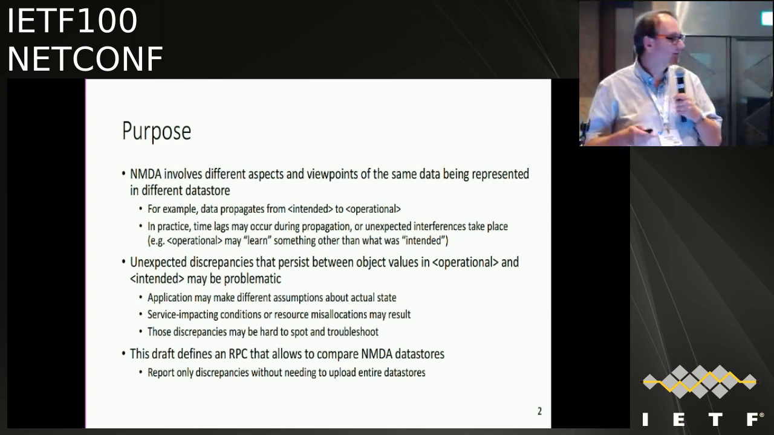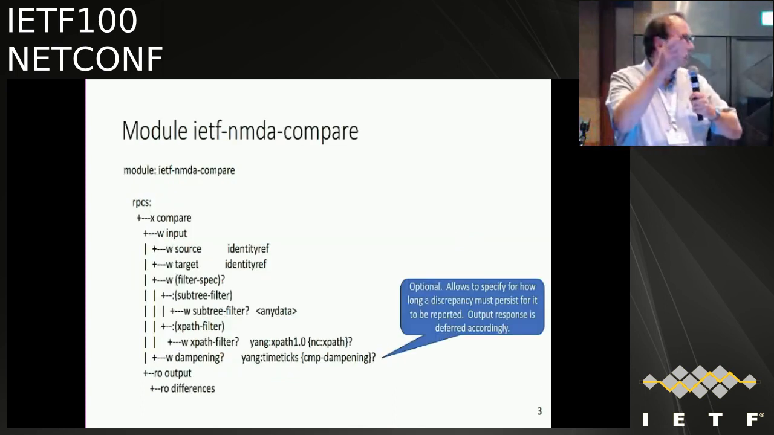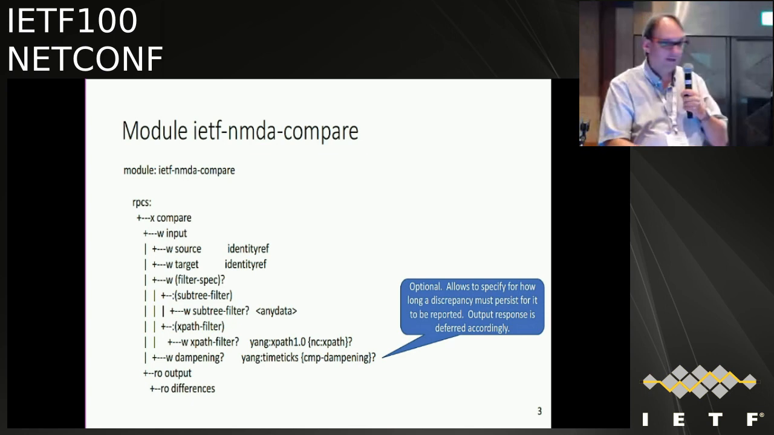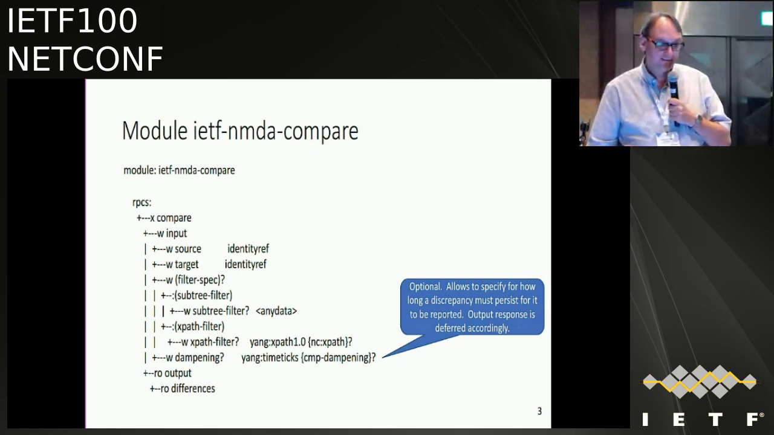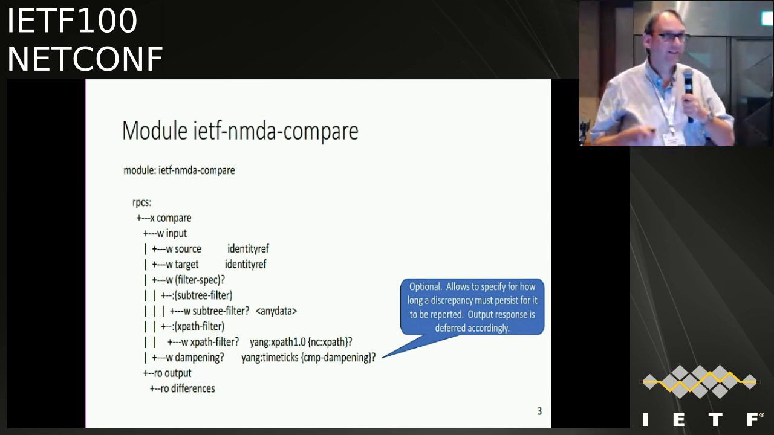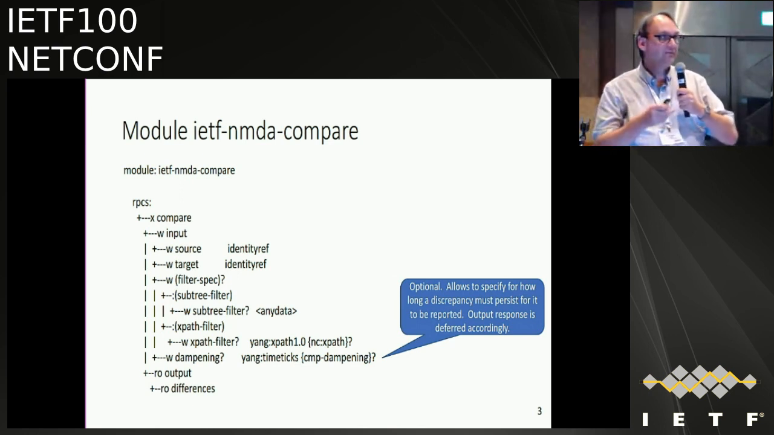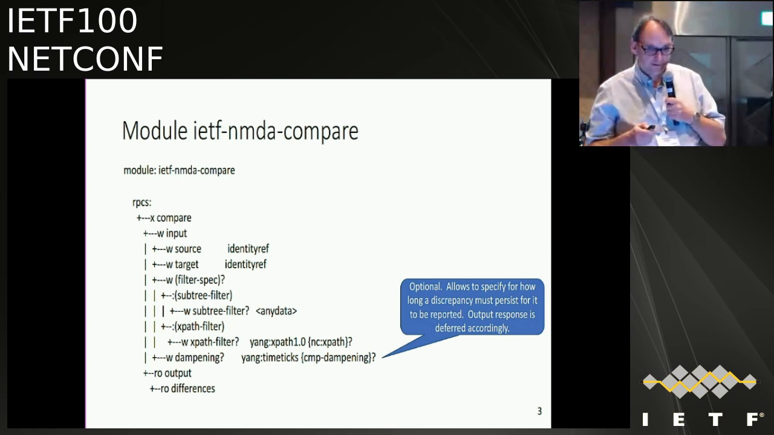Those sorts of issues would otherwise be harder to detect, and would require upload of the entire data store to make the comparison at the client, as opposed to being able to ask the server to do that. At the core of the draft is a very simple module defining this NMDA compare operation. We specify a source, a target, a filter specification, as well as a dampening period, which tells you how long a discrepancy would need to persist in order to be reported. The last one is made optional, or conditional as a feature, based on feedback from Rob.